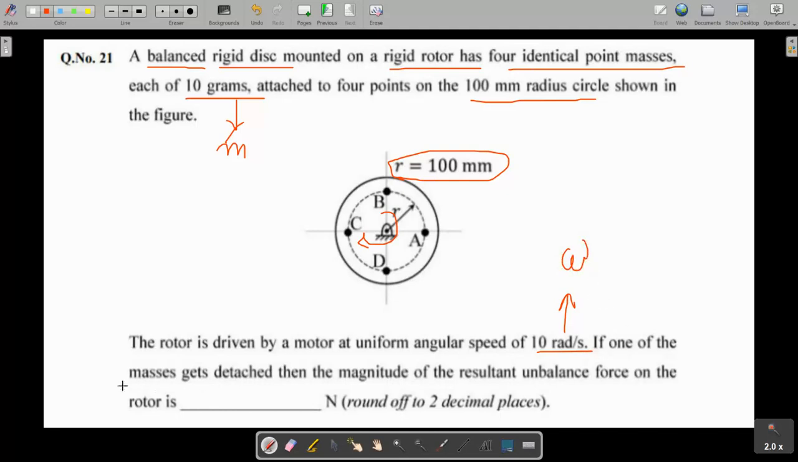If one of the masses gets detached, then the magnitude of the resultant unbalanced force in the rotor is, okay. So first let me draw this.